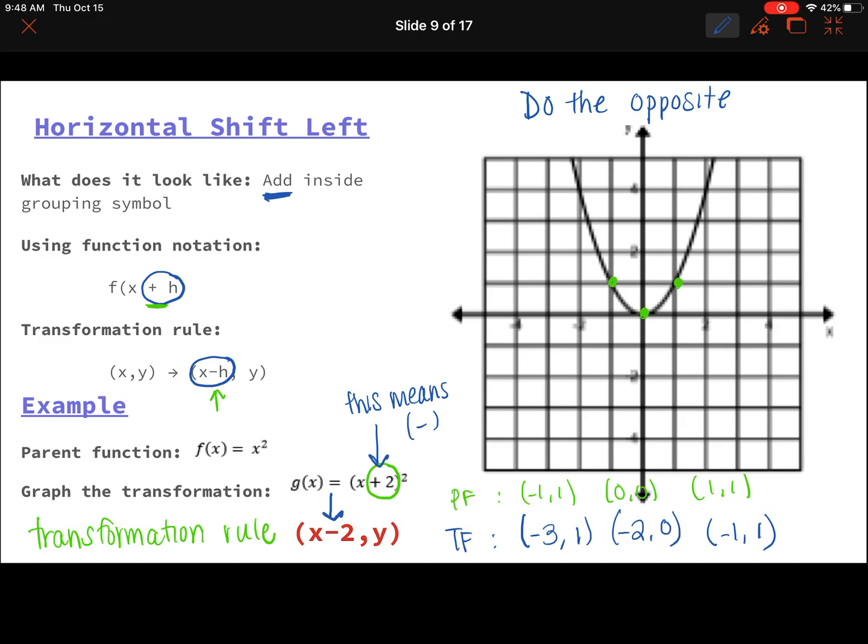So now I'm going to plot my points. I'm going to go over to -3 and up 1. Okay? I'm going to go over to -2, up none. And then I'm going to go over to -1 and up 1. So now, remember, smooth curve. Looks just like our others.